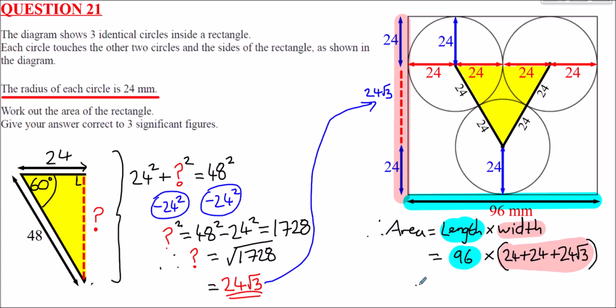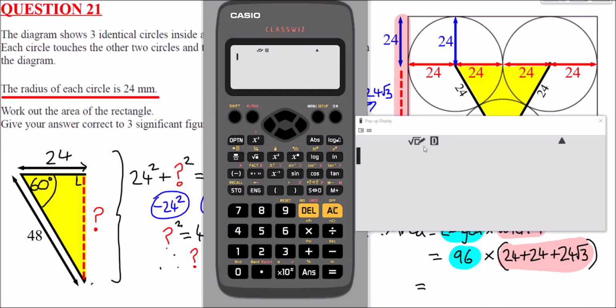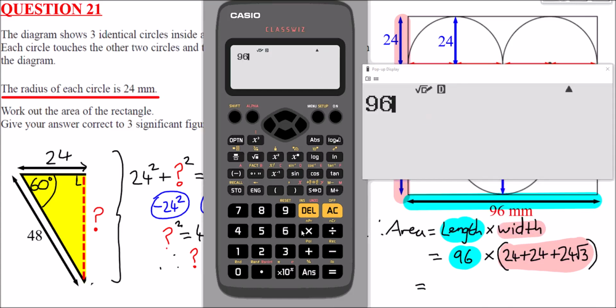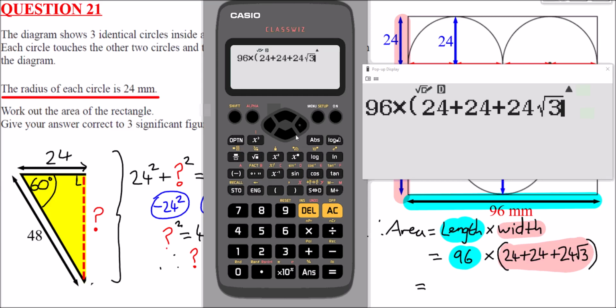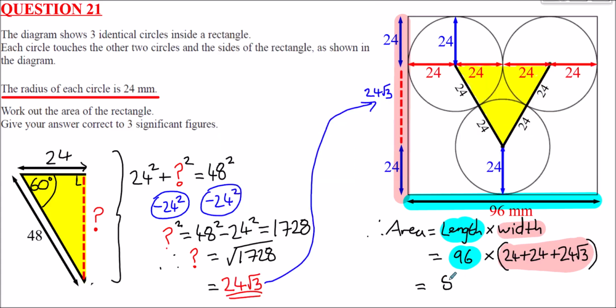So if we type this in carefully, we'll get our correct solution with any luck. So 96 multiplied by, open brackets, 24 plus 24, you could just put 48 if you wanted to, of course, plus 24 lots of root 3, close the brackets, that gives us a value of 8598.645 and so on and so on.